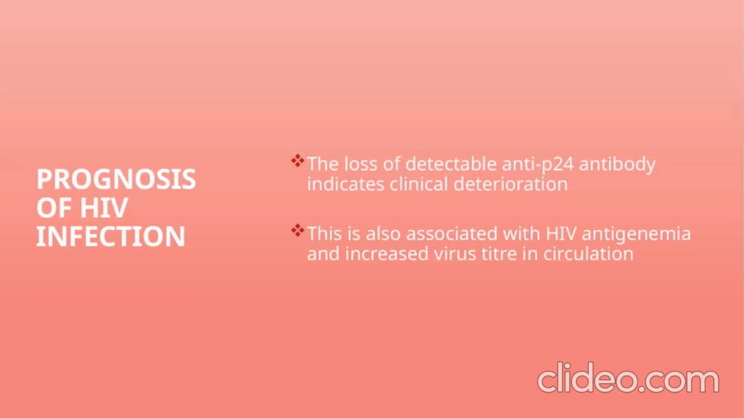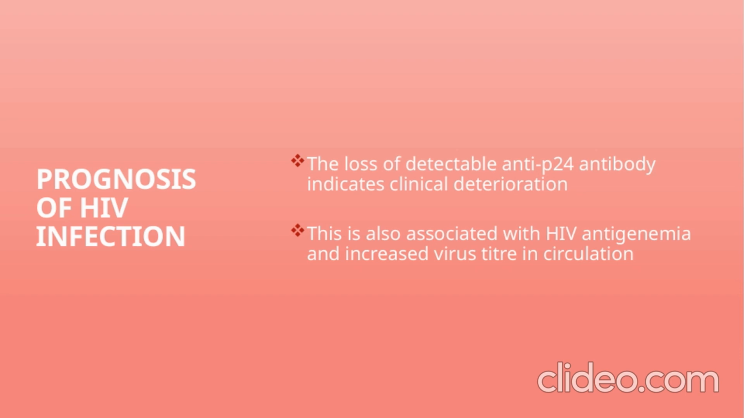As we move on to this slide, it's important to understand that the loss of detectable anti-P24 antibody actually signals a significant change in the patient's condition. When these antibodies are no longer measurable, it often indicates that the immune system is weakening. This loss is also associated with HIV antigenemia, meaning that HIV antigens are now circulating freely in the bloodstream. Additionally, you see an increase in the virus titer, or the amount of virus present in the circulation.